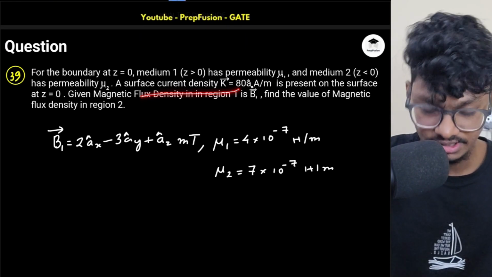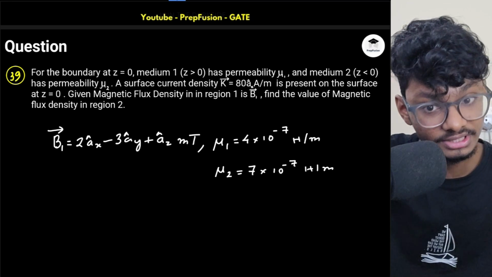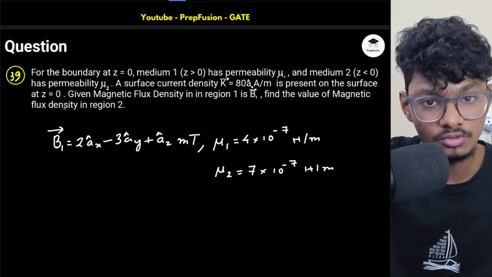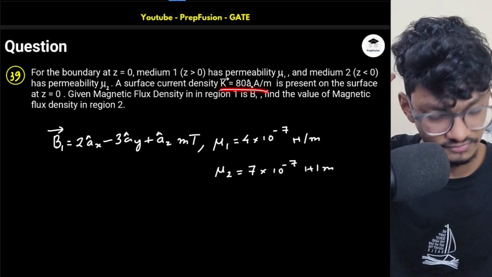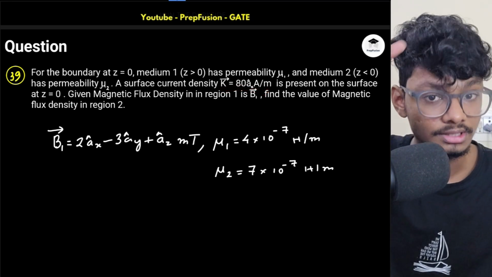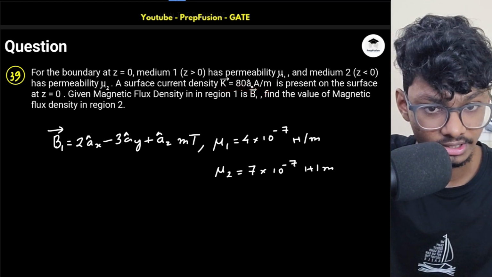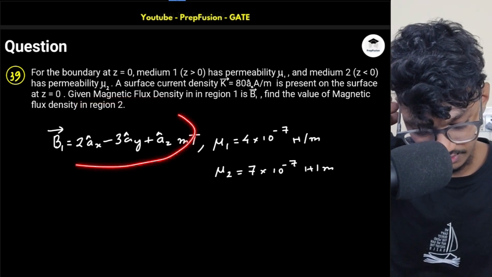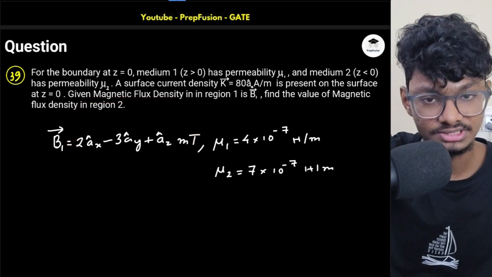And a surface current density is 80 ax A/m. So the surface current density with direction, they will give you 80 ax. It is present on the surface at z equals 0. At that interface, surface current density is present, so the tangential component will not be continuous. There will be a change. Given the magnetic flux density in region 1 like this, find the magnetic flux density in region 2.